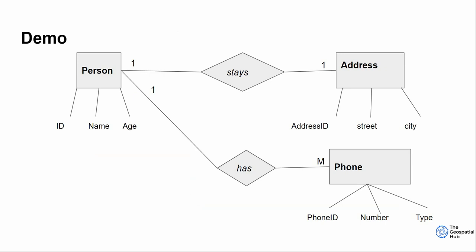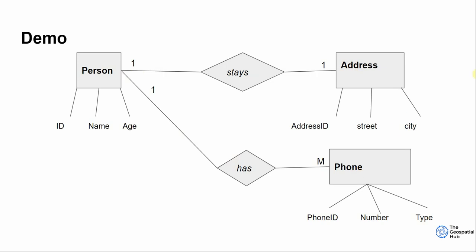So I want us to do this demo. Basically we have this persons table, we have this address table. We are trying to make it a little bit more complex and try to combine different entities. So now we have a person staying at a particular address, so that is a one-to-one relationship. And we also know that a person can have multiple phones, right? So now how do we represent this relationship?